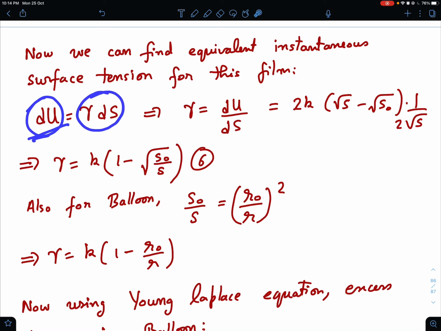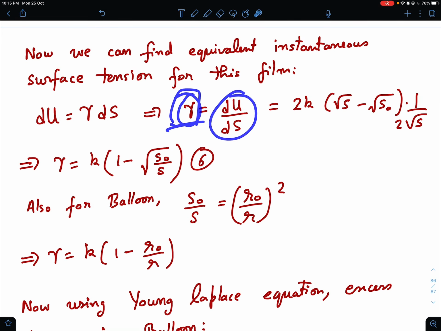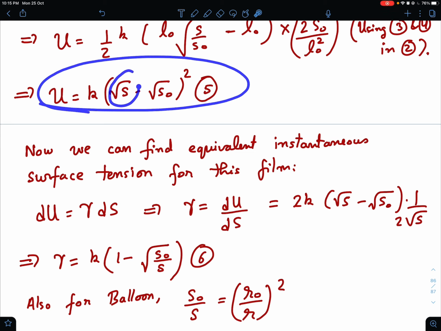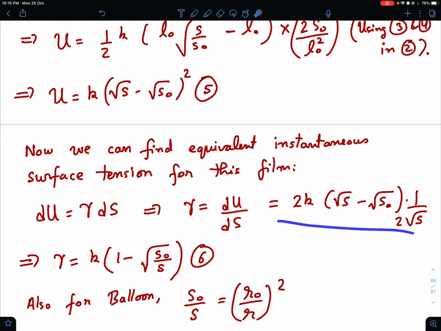So you know that small change in surface energy is equal to surface tension times small change in area. So I can say that surface tension, I am representing that by gamma. So gamma is du by ds, and u I have already found out. So just differentiate this with respect to S and you get the equivalent surface tension, right?